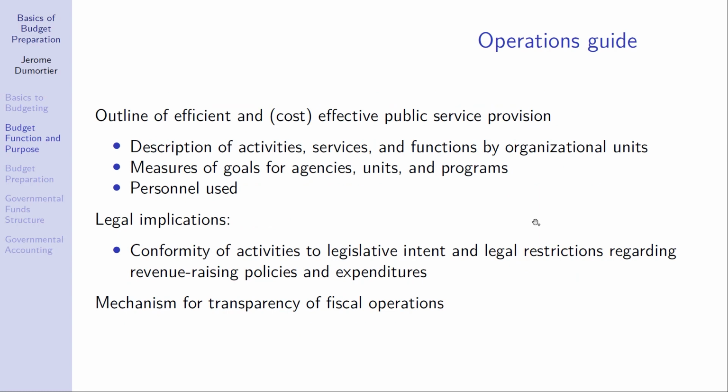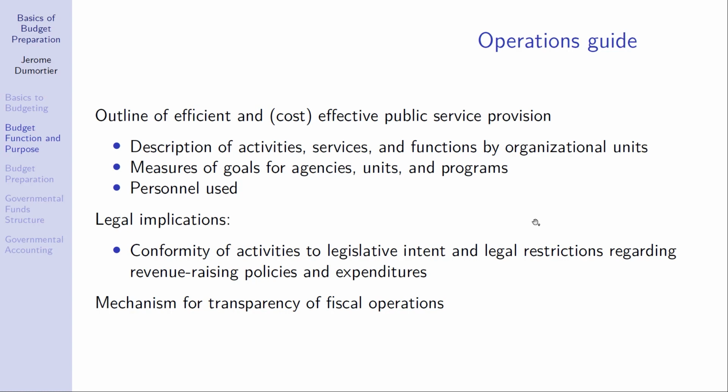Now, the budget is also an operations guide, in the sense that it outlines the efficient and cost-effective provision of public services. It describes the activities and the services that are provided by the organizational units. So for example, you may have the budget of the Department of Transportation, and there you have one unit that is responsible for the snow removal. Then the budget as an operations guide would allocate the function of snow removal to that organizational unit.